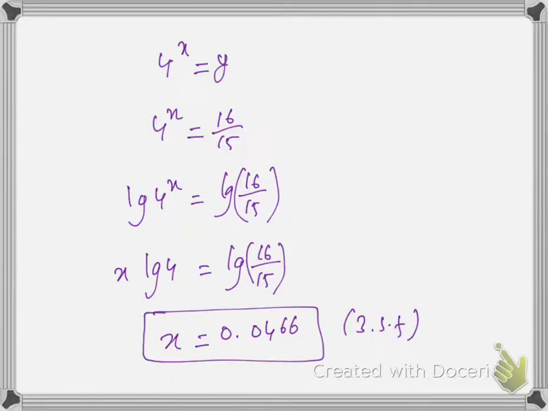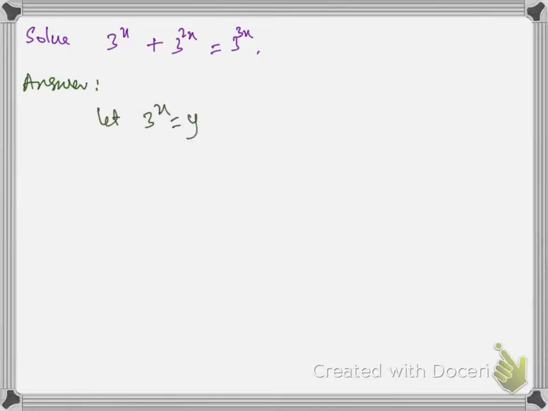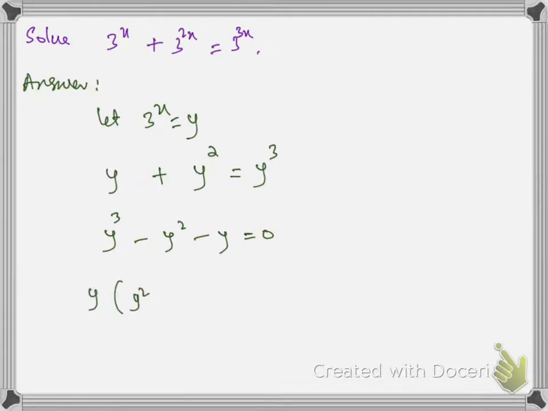Now let's solve the next example. To solve this question, we need to substitute 3 power x by y. So when we substitute this, we'll get y power 2, y power 3. Now we need to factorize this. In order to factorize this, bring everything on the left hand side. Then you can take y common. So you have y times (y square minus y minus 1).